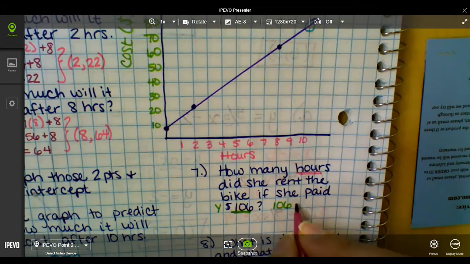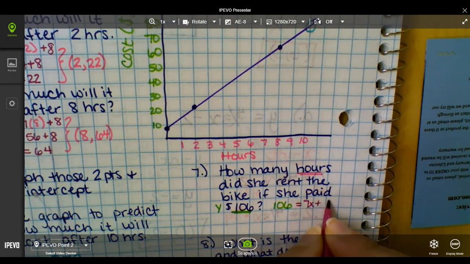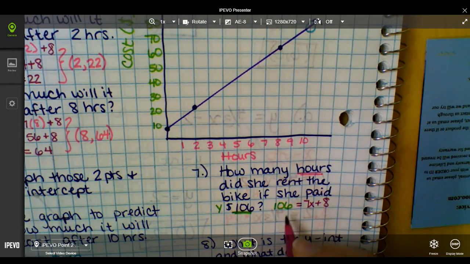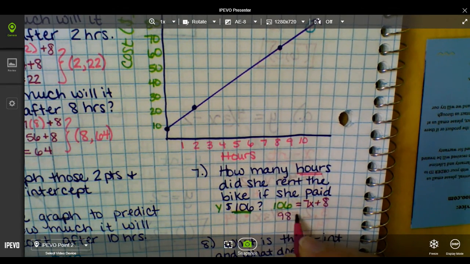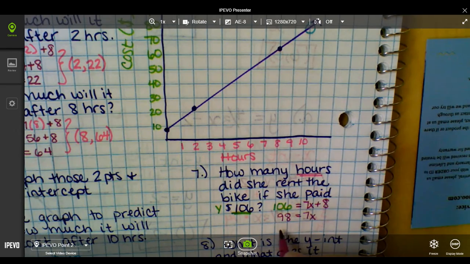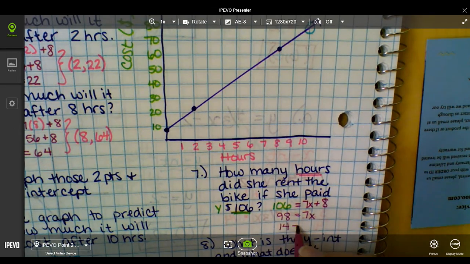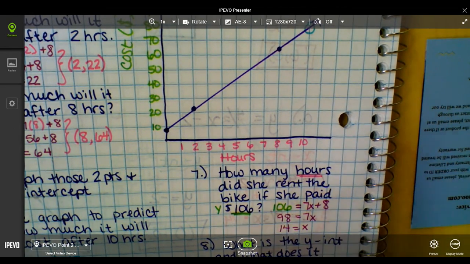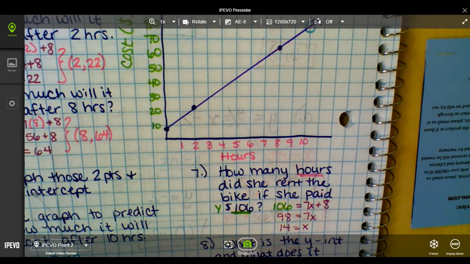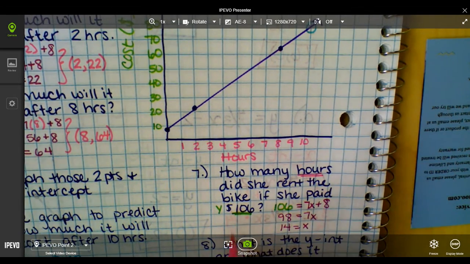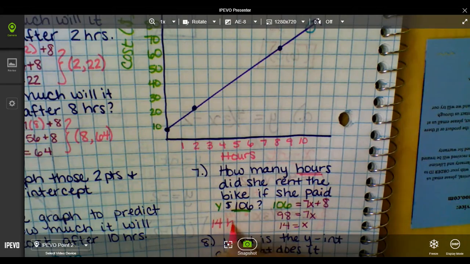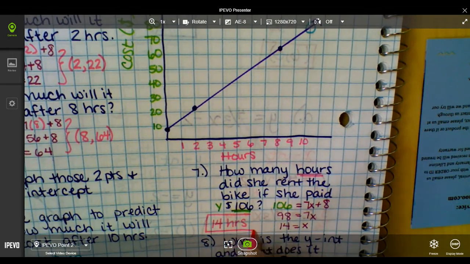So now we're solving for hours: 106 equals 7x plus 8. We subtract the 8 over, and we get 98 equals 7x. And then once we divide by 7, we get 14. So our answer: after how many hours did she rent the bike? If she's paying $106, she rented the bike for 14 hours.